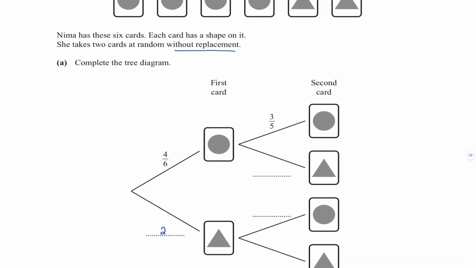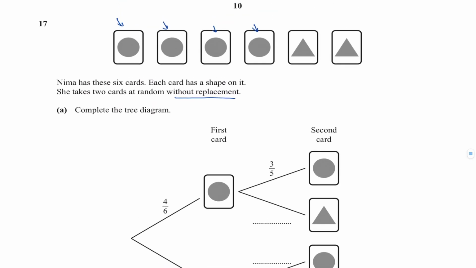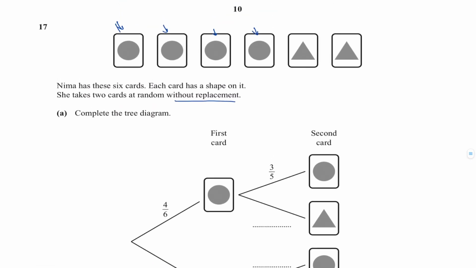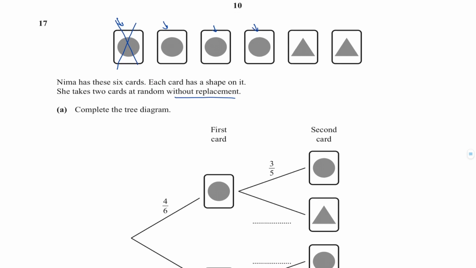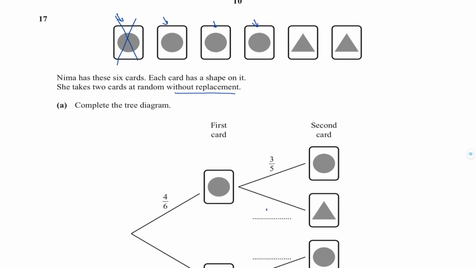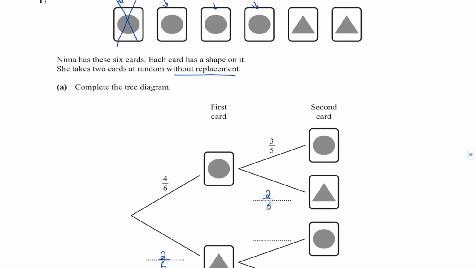That means the probability of drawing a triangle will be 2/6. Now once you've taken out a circle, that means I'm going to cross this out. So now we can see that we have 3 circles out of the 5. So how many triangles do we have? We have 2 triangles, but the total number of cards are now 5.